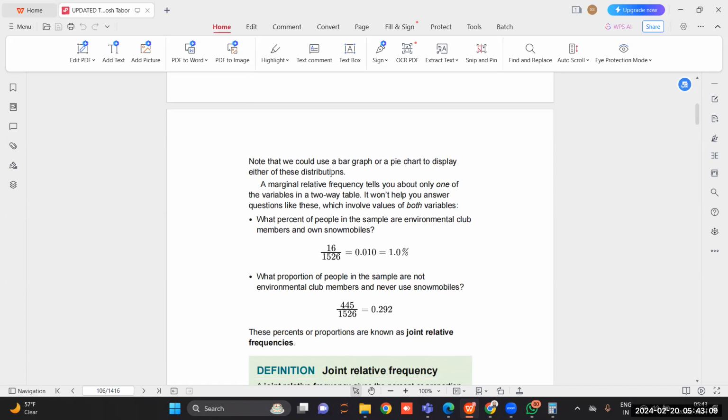Okay. Now note that we could use a bar graph or a pie chart to display either of these distributions. A marginal relative frequency tells us about only one of the variables in a two-way table. It won't help you answer questions like these.